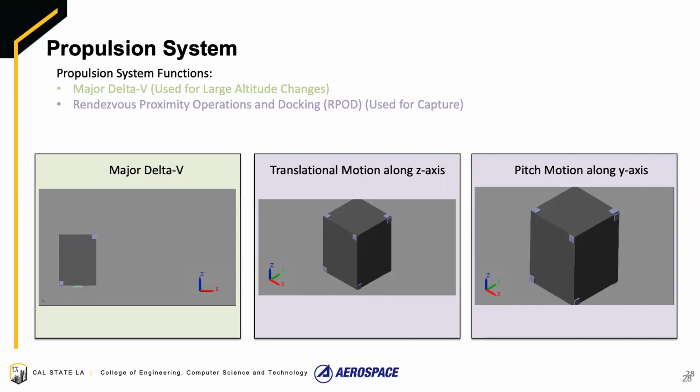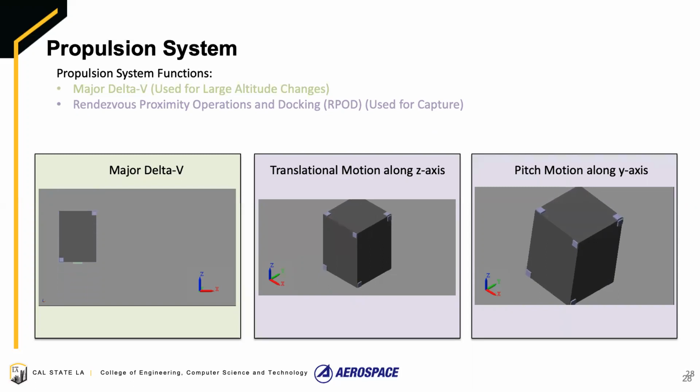In order to complete our mission, our SmallSat's propulsion system must be able to perform two functions. One is that it must be able to perform major delta V movement. This will allow our SmallSat to have large altitude changes. So as you can see in the green box, this is the major delta V simulation. This function will be used for large altitude changes when we move from one target to another.